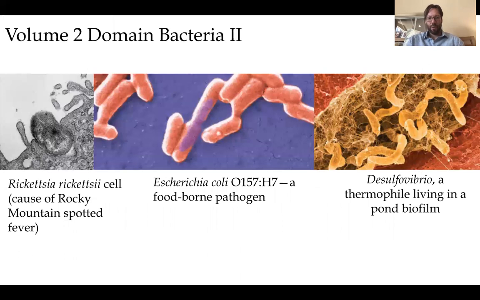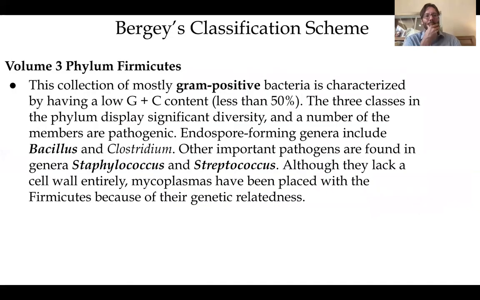And here's some examples of those. So Rickettsia, which is the agent of Rocky Mountain spotted fever, again E. coli, the O157, that is a particular type or serotype. And then there can still be thermophiles, right?